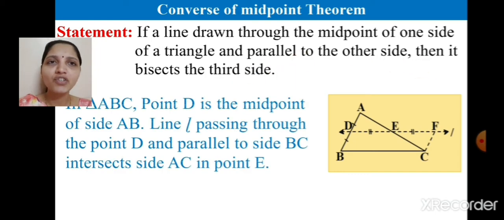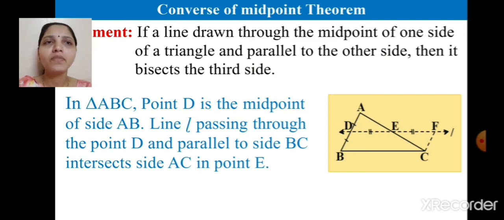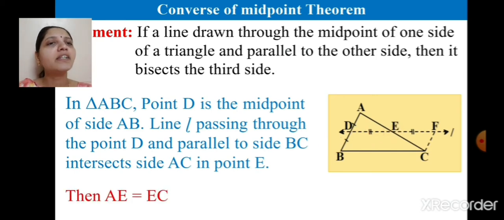That means in this triangle ABC, point D is the midpoint of side AB and line l passing through the point D and parallel to the side BC intersects side AC in point E. Then we can say that AE is equal to EC. That means this point E is the midpoint of side AC. This way we have to explain this converse of the midpoint theorem. I hope you all have understood the difference between the midpoint theorem and its converse.